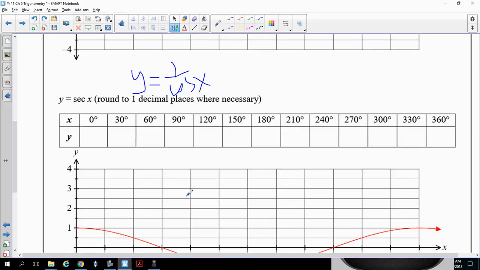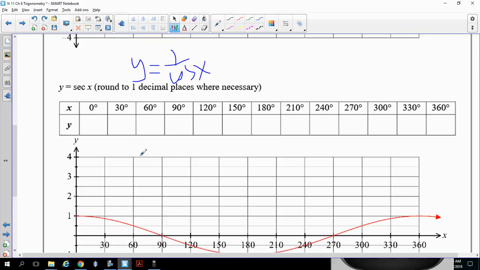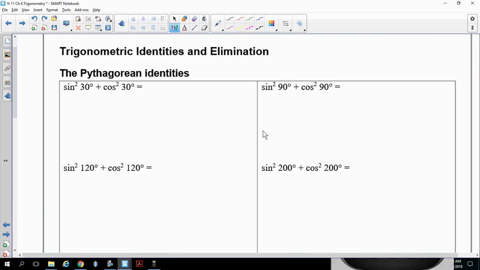Alright, today we're going to learn a new identity. That's the last identity that you're going to learn in trigonometry. That's the last identity: the Pythagorean identities. Okay? Alright. Yes?